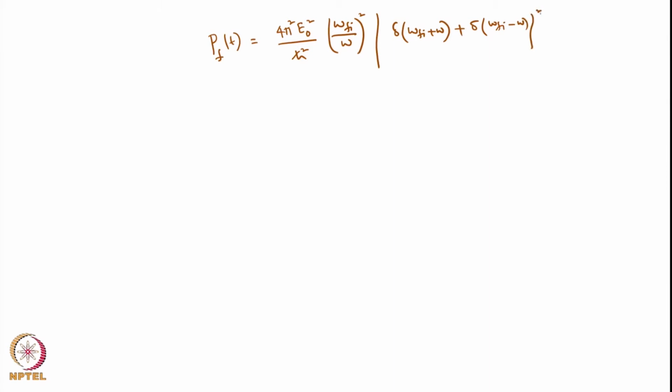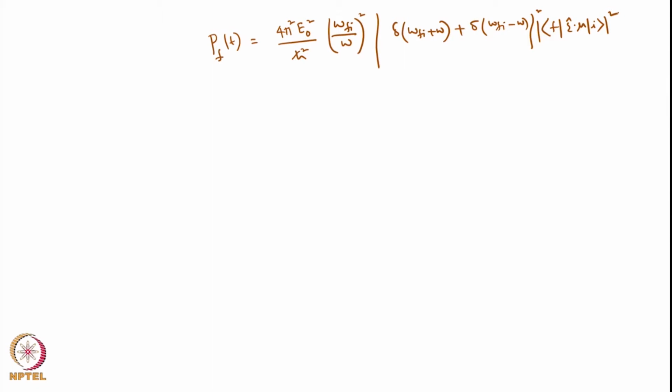Toward the end of the last lecture, we showed that the probability of transition to a final state F is given by 4 pi square E naught square by h bar square, into omega Fi by omega square, into delta omega Fi plus omega plus delta omega Fi minus omega, square, modulus of F epsilon dot mu I, whole square.